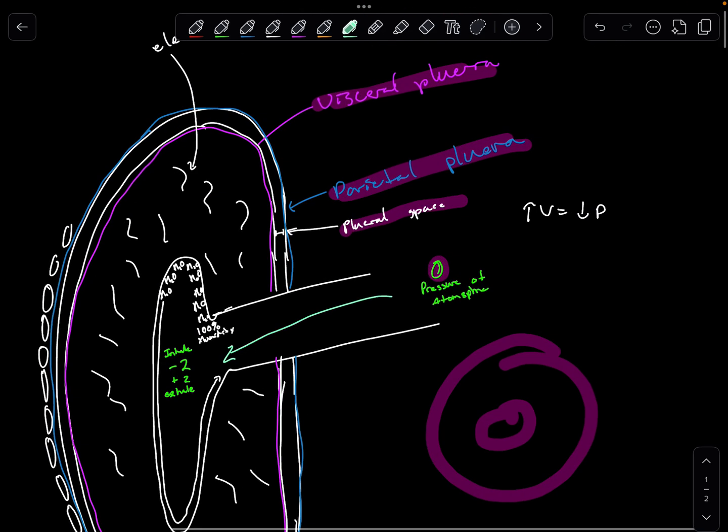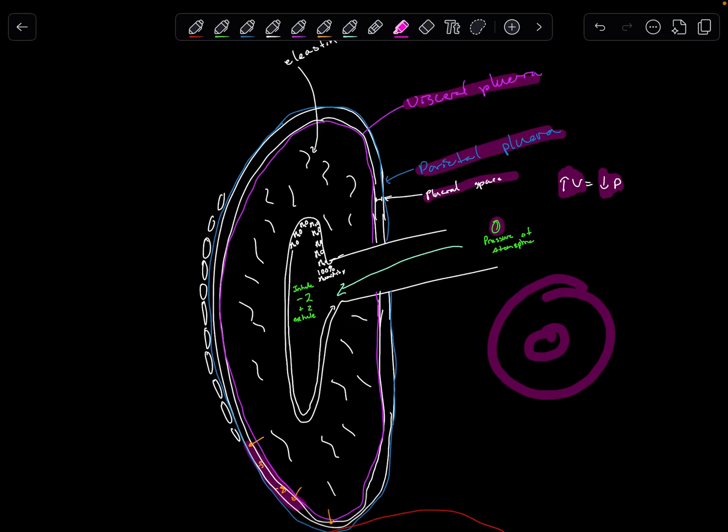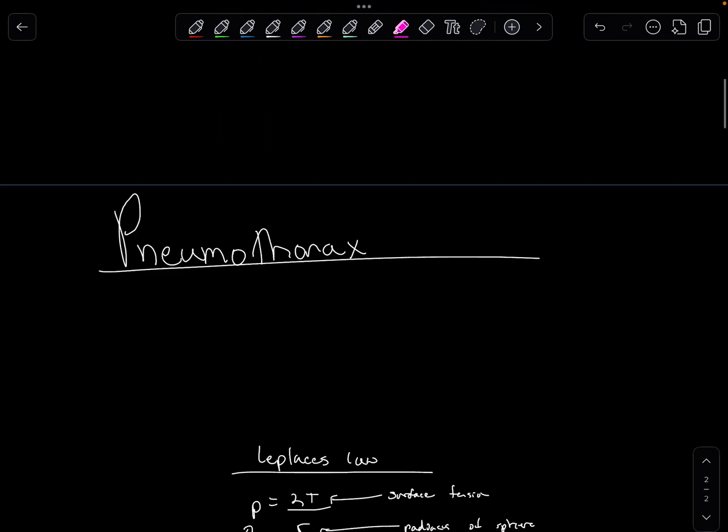Here's another thing I want to hit on. Increase in volume is going to decrease pressure, okay? And that's vice versa. A decrease in volume will increase pressure. That's something to remember well in this video.